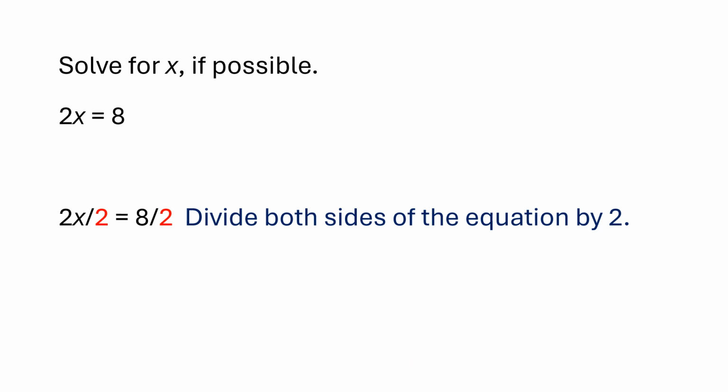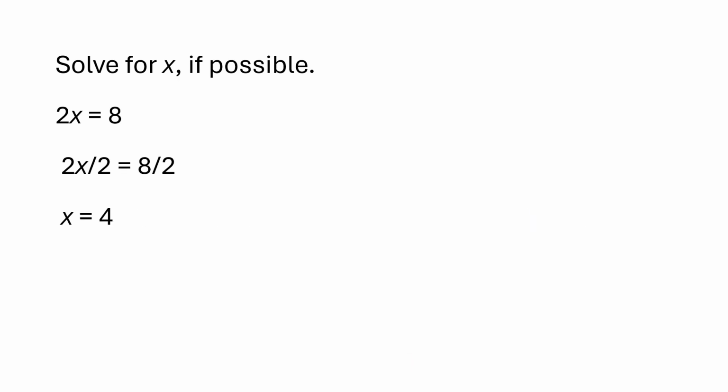So the answer is x equals 4. As you get more proficient, you might want to skip checking, but for now, it's a good idea. We take the answer, 4, and plug it in for x wherever we see it. So 2 times 4 equals 8. And so 8 equals 8 is obvious. This one checks.